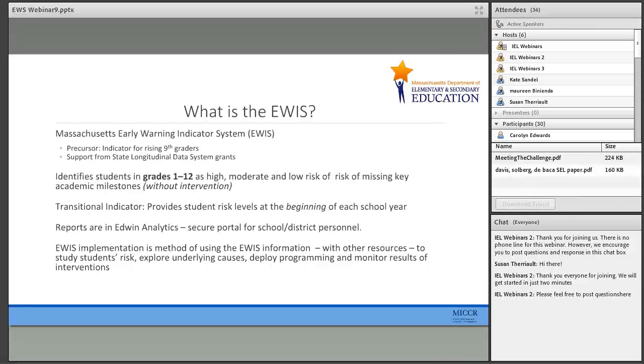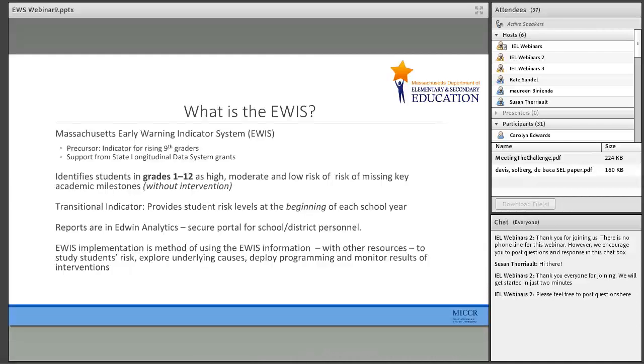So with support from a state longitudinal data system grant, we developed it to identify students in grades 1 through 12 as high, moderate, or low risk of missing key academic milestones. And the important note is we're saying they're at risk without intervention, because as Susan was talking, the whole goal of having these warning systems is to take action and hopefully get students back on track.